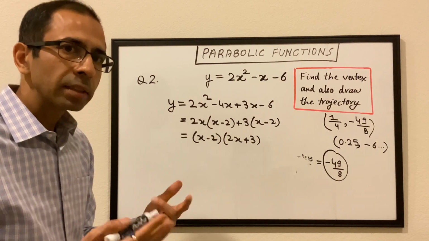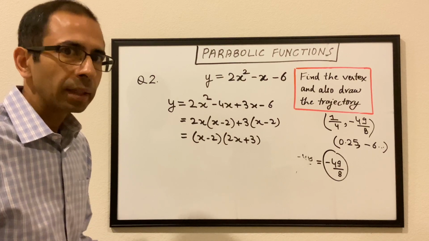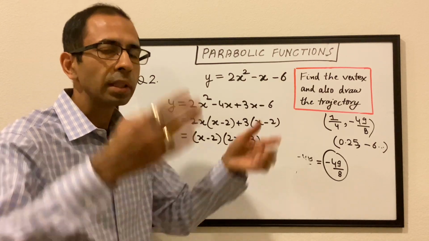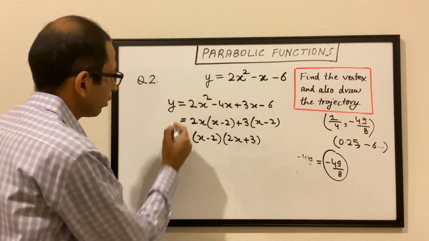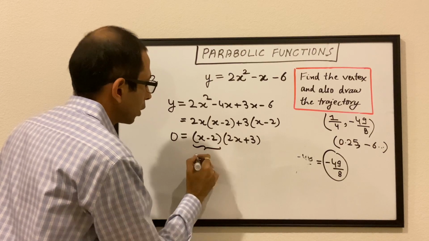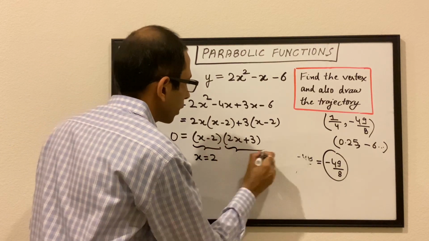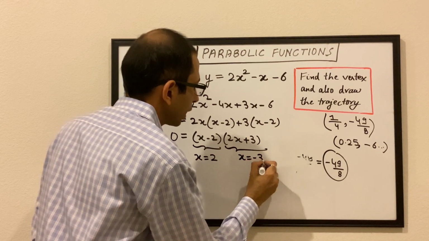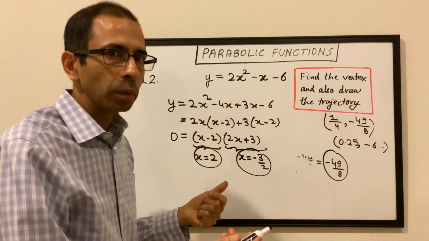Now to find the x-intercepts of this parabola, the value of y will have to be 0, right? X-intercepts are nothing but the points wherein any function cuts the x-axis and the value of y is 0 there. So when we plug in y equal to 0, we can find the corresponding values of x. We get two values of x: one is x equal to 2, and the other is x equal to minus 3/2. So these are the two x-intercepts of the parabola, correct?